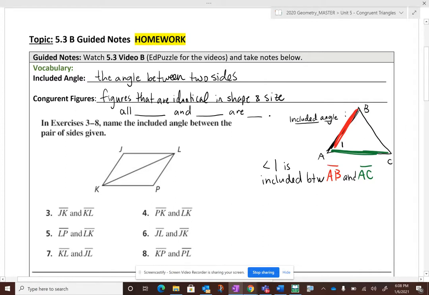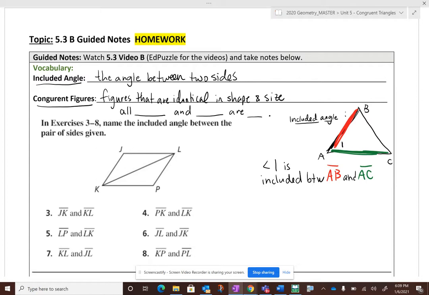So we've got two vocab words that we kind of mentioned last class, but I wanted to bring them up here. Those two words are included angle and congruent figures. I've already got them written here. If you need to pause it, you definitely can. Make sure you get them filled in. But the first thing we're going to talk about is the included angle, and it's going to help us with this SAS triangle congruency stuff we're dealing with today.